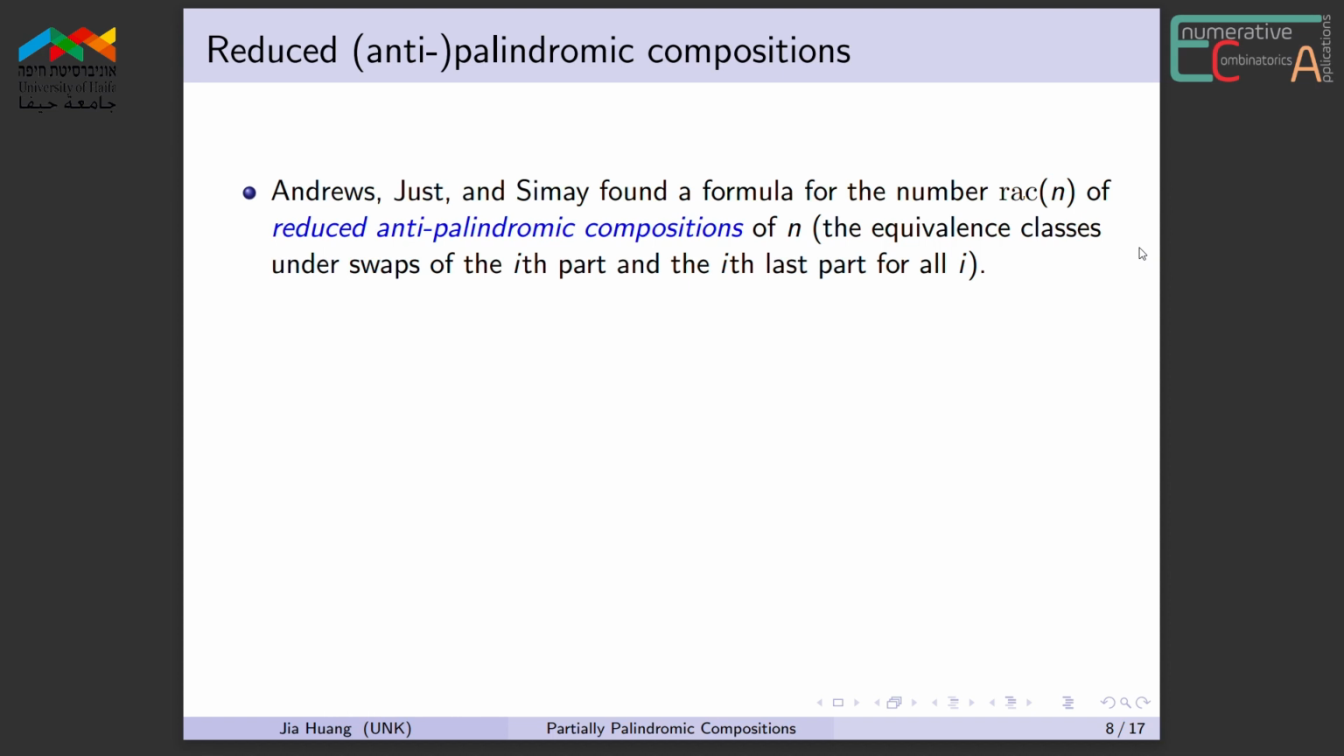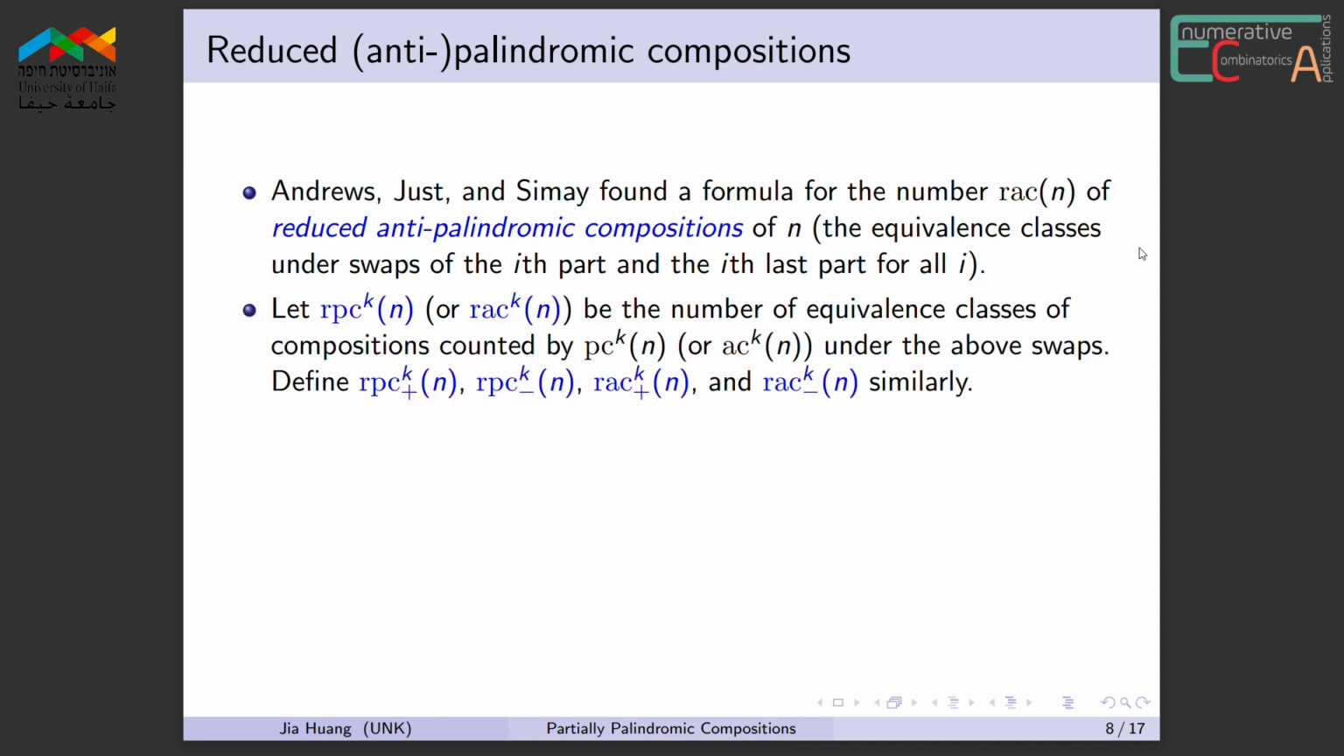And next, we want to look at reduced anti-palindromic compositions proposed by Andrews, Just, and Sime by taking the equivalence classes of anti-palindromic compositions under swaps of the ith part and ith last part. And we can define reduced palindromic compositions with k violations, so rpc_k of n, or rac_k of n, reduced anti-palindromic compositions with k violations, in the same way. And we can also refine them, the plus and minus business, in the same way.